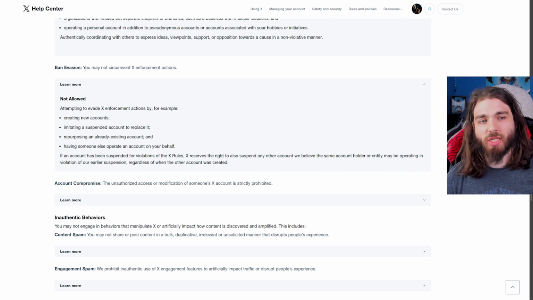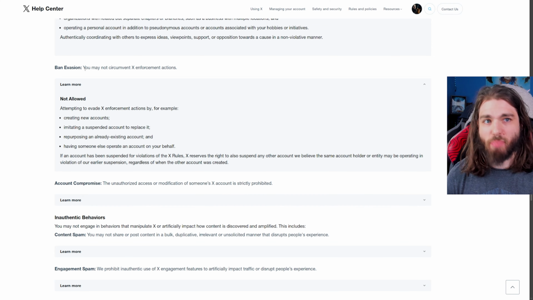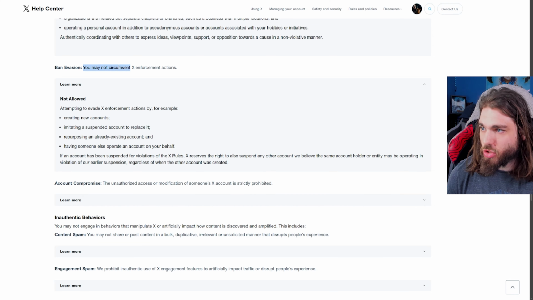Right, ban evasion. And this is the worst part about it. I can't make a new account because then I'll be labeled as ban evading, right? May not circumvent X enforcement actions, right? Attempting to evade X enforcement actions by, for example, creating new accounts, imitating a suspended account to replace it, repurposing an already existing account, having someone else operate the account on your behalf, right? So I can't do it. I can't make a new account, right? So that's why this is a bigger issue than it initially looked, right?